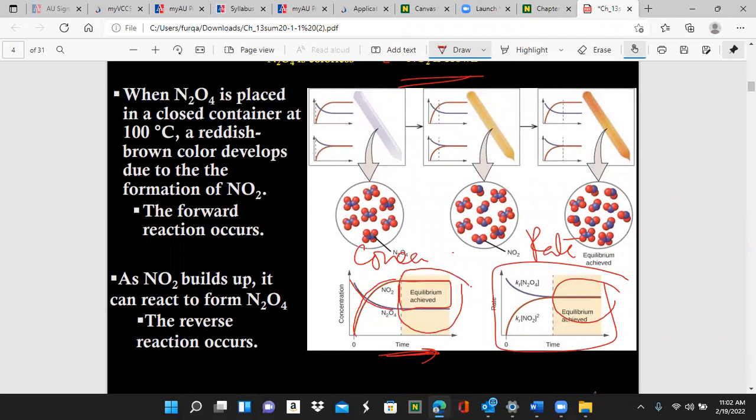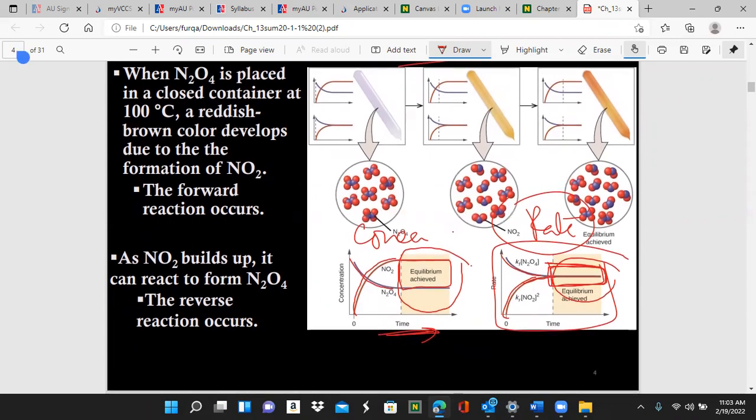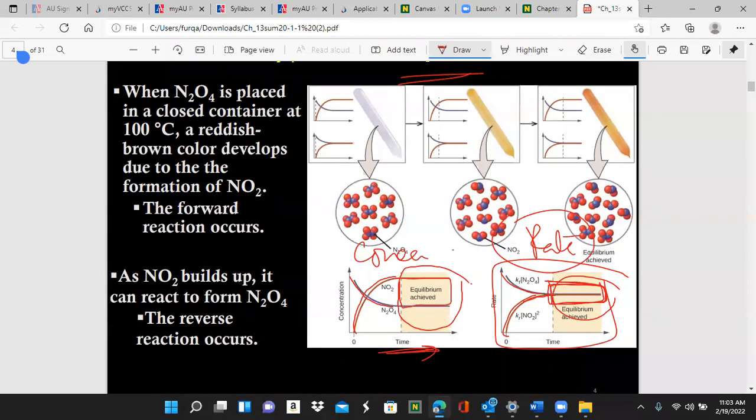That was based on the concentration of the reactants and the products. When it comes to the rate of the reaction, the rate of the reactant is going to go down and the rate of the product is going to go up. And there will be a point when the rate of the forward direction and the rate of the reverse direction become the same. Okay, it's equal. So that is the equilibrium point.